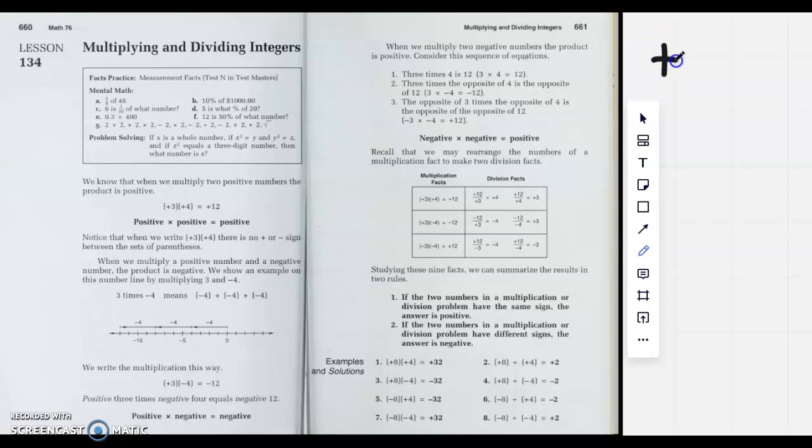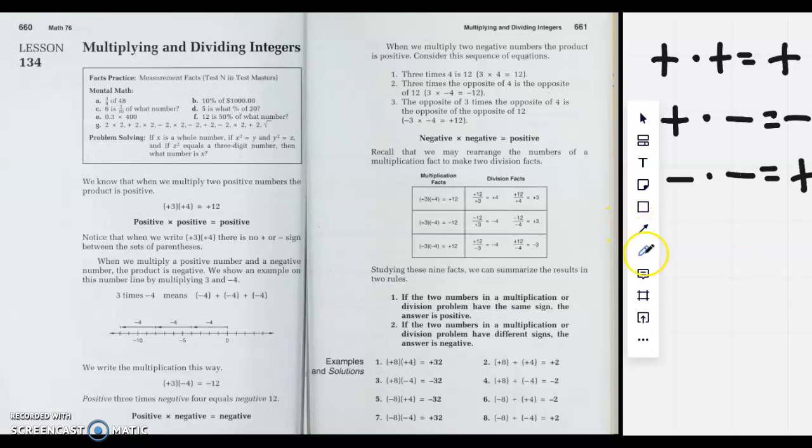When you multiply or divide a positive times a positive, your product is positive. If you multiply a positive times a negative, your product or your quotient will always be negative. If you multiply a negative times a negative, your product will always be a positive. That's it. That's the big idea for this lesson.